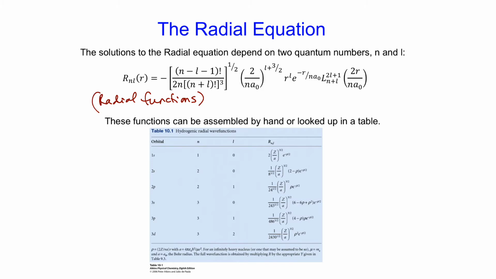So this polynomial term here has a special name. This is referred to as the associated Laguerre polynomials. They're sometimes also just called the Laguerre polynomials. So this equation will allow you to assemble the radial functions by hand if you ever find it necessary. But chances are you'll have the ability to just look them up in a table.